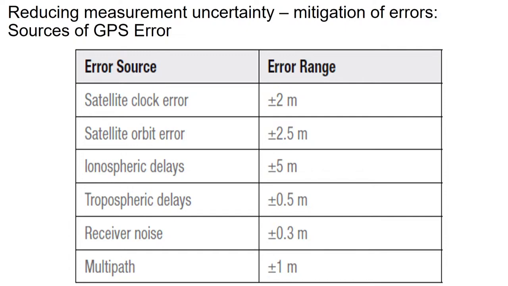So if there are many errors, you can see how much error can be associated fundamentally. The satellite clock can have 2 m, then orbit can have 2.5 m. Ionospheric is the highest, at plus minus 5 m, tropospheric has the minimum at 0.5, the receiver has 0.3, and multipath has 1. So the ionospheric has the tremendous error, so we have to apply corrections to our data so that all this error can be eliminated from the data.